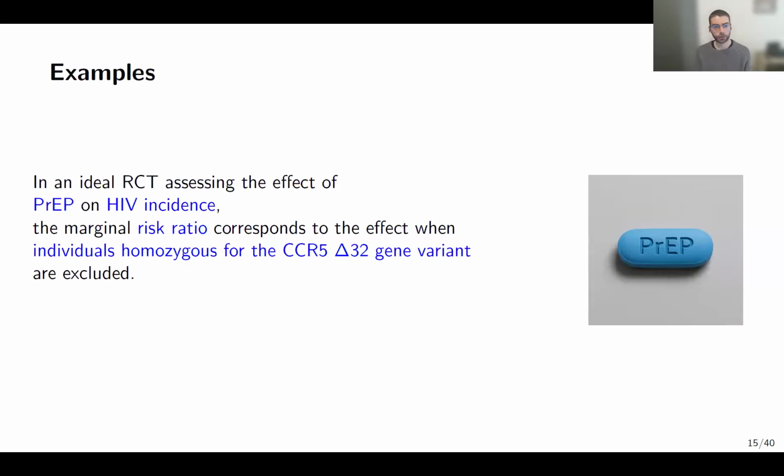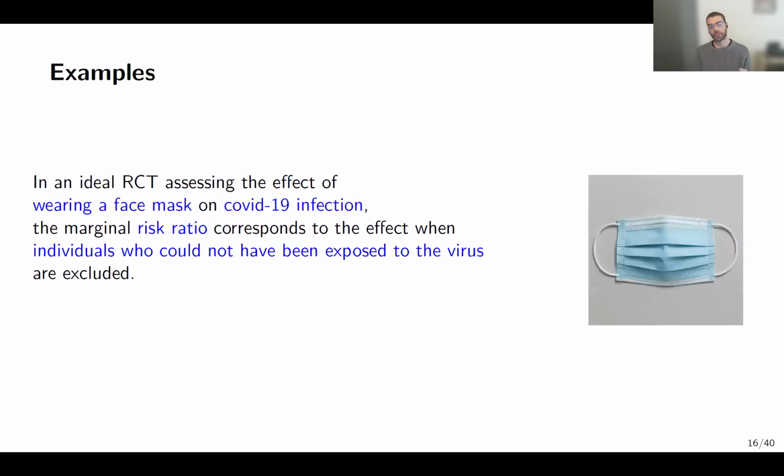But let's look at some other examples. So imagine you want to study the effect of wearing a face mask on COVID-19 infection. And you conduct an RCT and you get a marginal risk ratio. Now, this risk ratio is expected to correspond to the effect when you exclude the individuals who could not have been exposed to the virus, maybe because they were in an area where the virus was not circulating. But the risk ratio will stay the same, even though you do not necessarily know who these people are. You do not necessarily know who has been exposed to the virus and who has not been exposed to the virus.